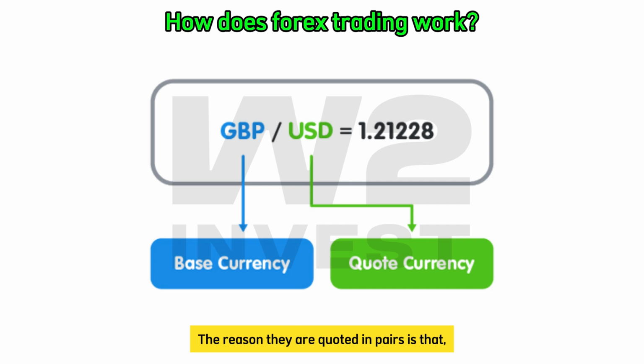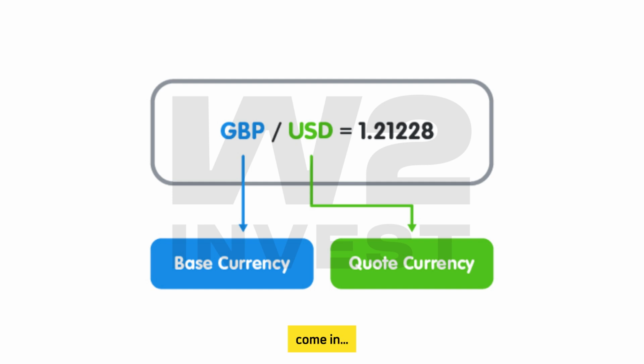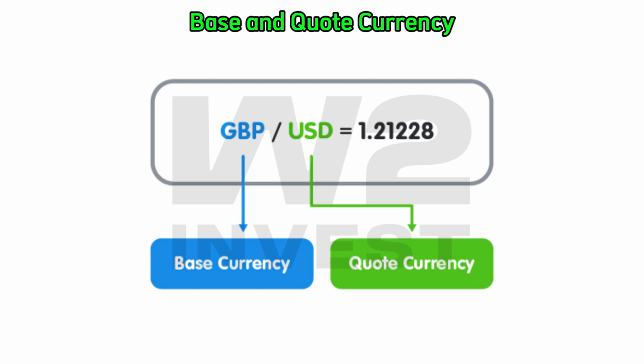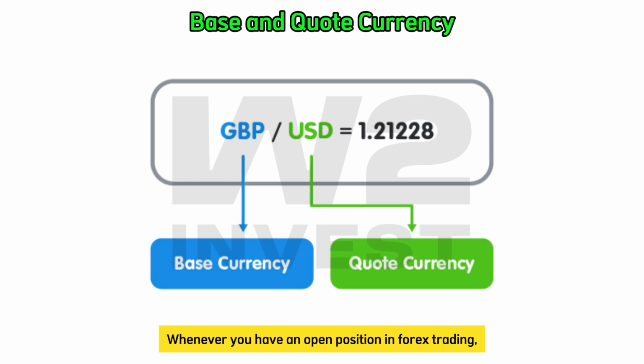The reason they are quoted in pairs is that in every foreign exchange transaction, you are simultaneously buying one currency and selling another. How do you know which currency you are buying and which you are selling? Excellent question. This is where the concepts of base and quote currencies come in. Base and quote currency. Whenever you have an open position in Forex trading, you are exchanging one currency for another. Currencies are quoted in relation to other currencies.